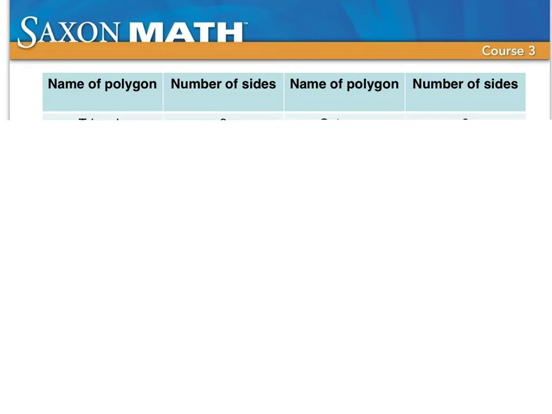Okay, now we're going to talk about different types of polygons. First type of polygon you need to know is a triangle. A triangle is a polygon that has 3 sides. Then, a polygon that has 4 sides is a quadrilateral. So that could be like a square or a rectangle, or a parallelogram, or something else that has 4 sides.